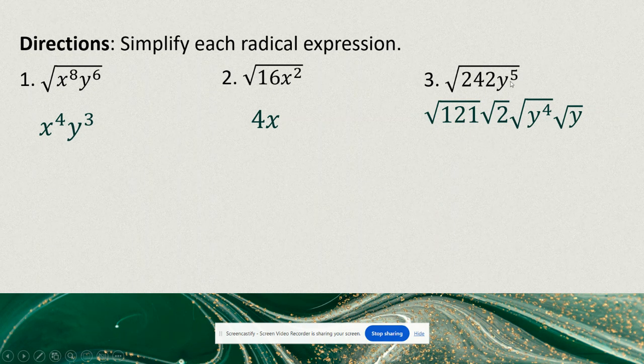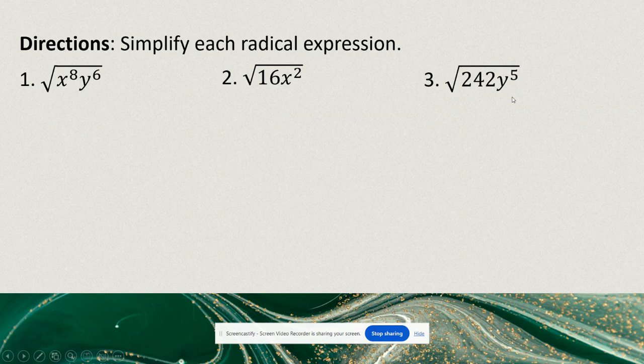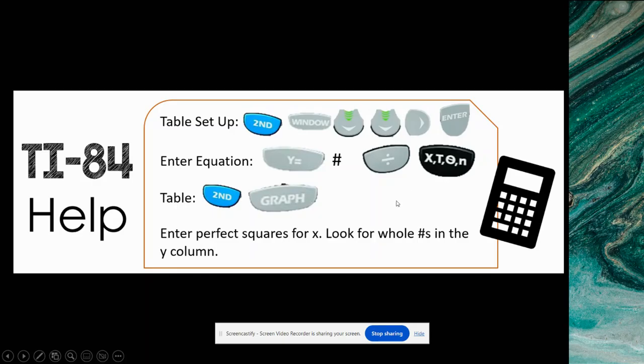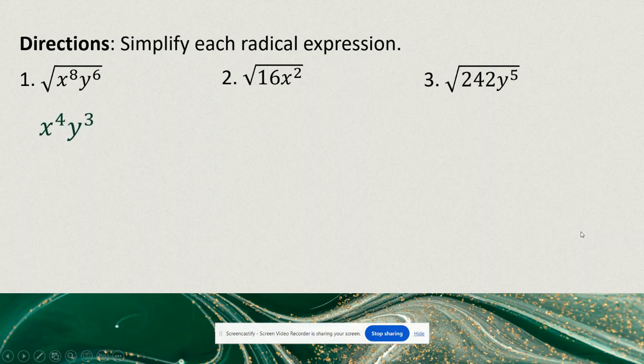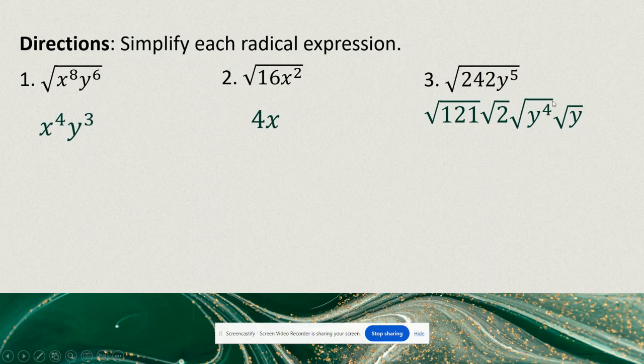Okay, and then y to the 5th, just like we learned on the last page here, on the last slide, okay? If it's an odd power, we need to break off one factor and then square root the even power. So what we're doing here is we are breaking off one factor, square root of y, and what's remaining is an even one, square root of y to the 4th. Okay, so I can simplify the square root of 121, and I can simplify the square root of y to the 4th.